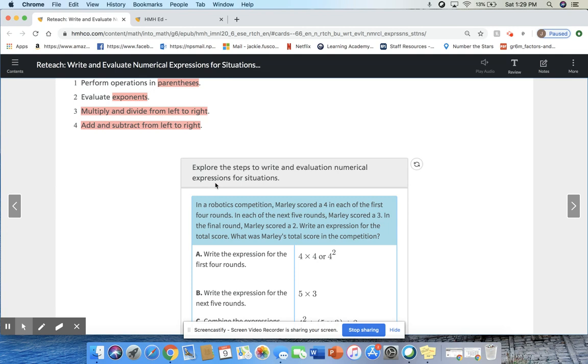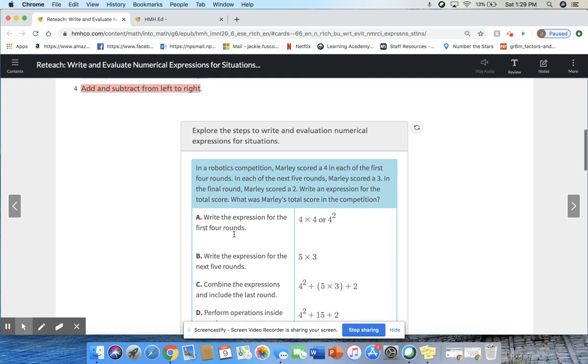So now it says, explore the steps to write and evaluate a numerical expression for the situation. In a robotics competition, Marley scored a 4 on each of the first 4 rounds. In each of the next 5 rounds, Marley scored a 3. In the final round, Marley scored a 2. Write an expression for the total score. What was Marley's total score?